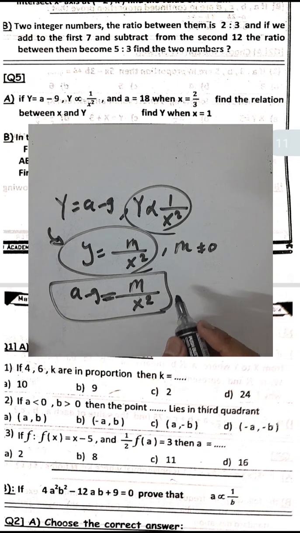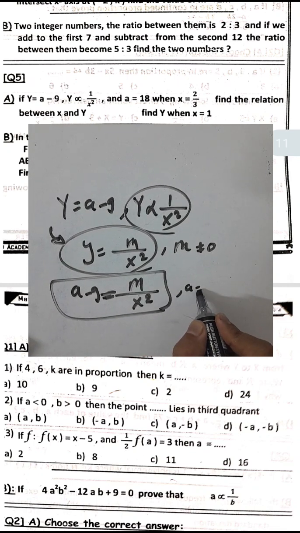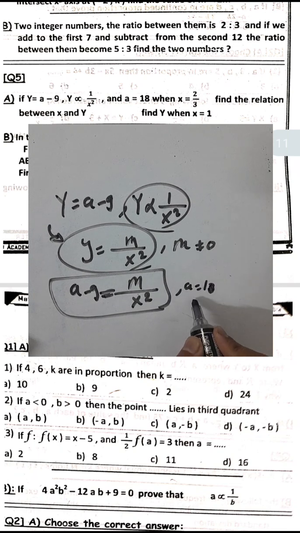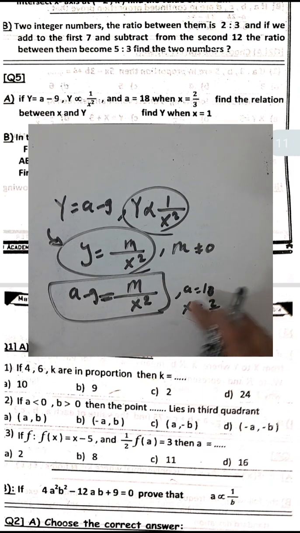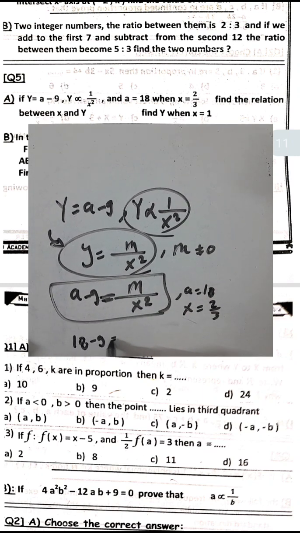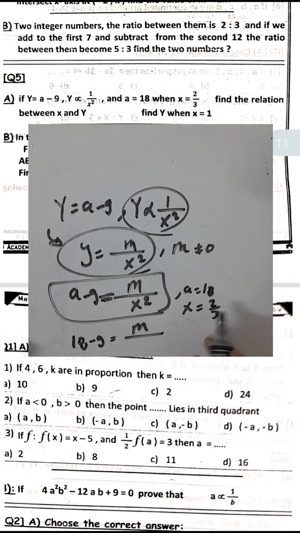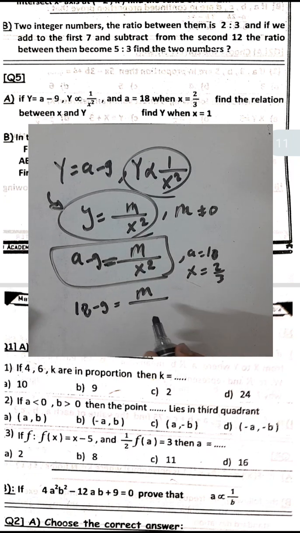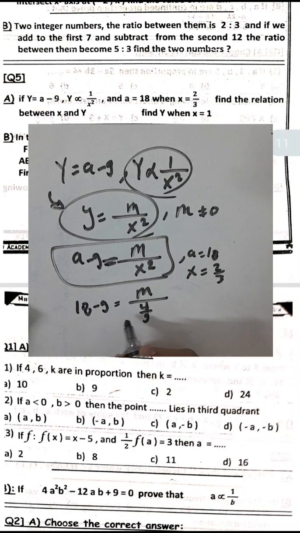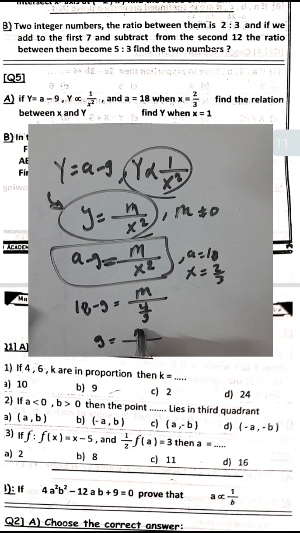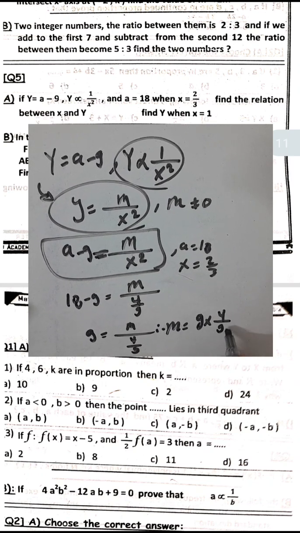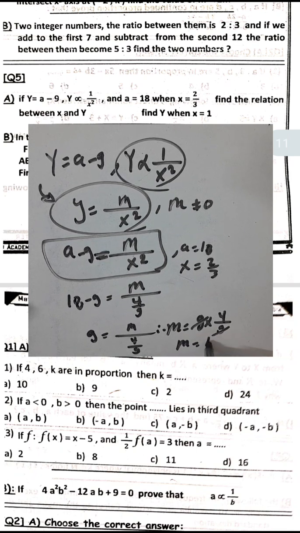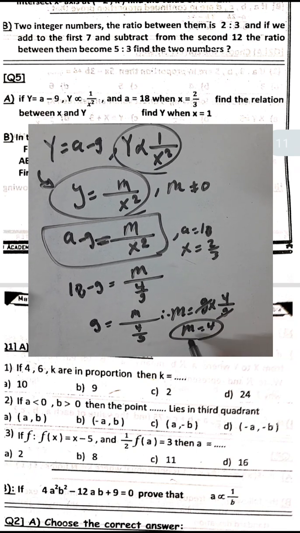Okay, and when a equals 18 and x equals 2 over 3, we can find the constant m. Put a equals 18: 18 minus 9 equals m over x power 2, x here is 2 over 3 power 2, it will be 4 over 9. Then 18 minus 9 will be 9, equals m over 4 over 9. Then m equals 9 times 4 over 9. We can cancel 9 by 9, then m equals 4. The value of m here equals 4.